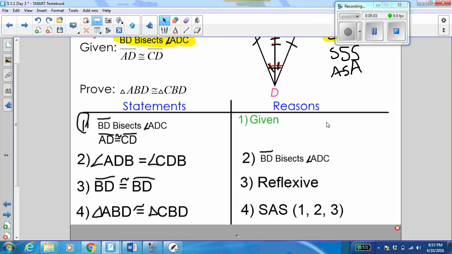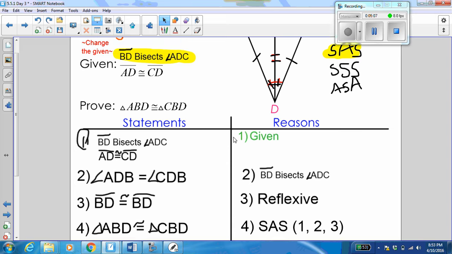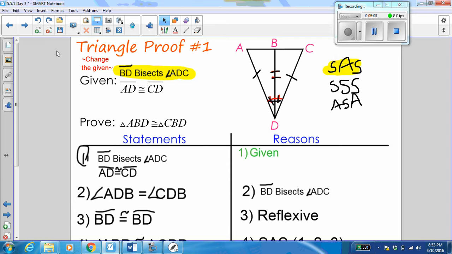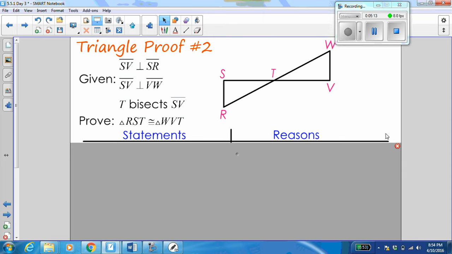So that was a nice little proof to get us back into triangle proofs. So let's go ahead now and use a new theorem. So go ahead, take a second, pause the video, read the given information, fill in the diagram.